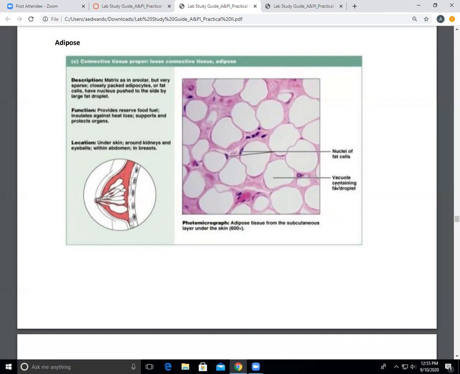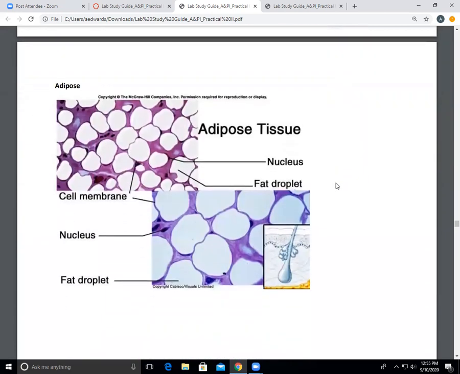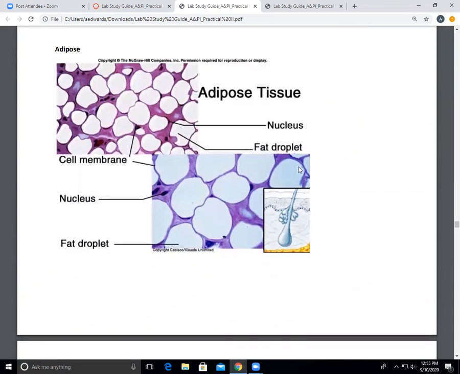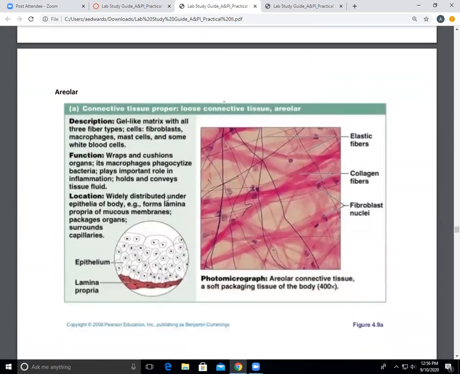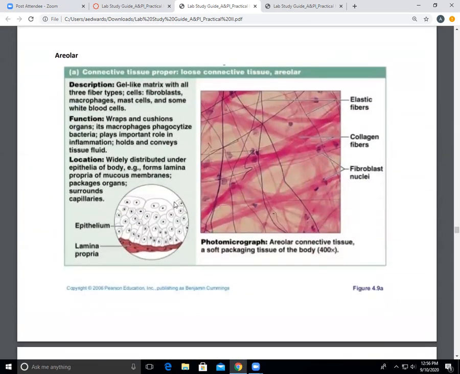And what are they for? Well, they store fat. But if you see the big circles, adipose tissue. Okay. Black lines, reticular fibers, big circles, adipose tissue. Here's some more views of adipose tissue. So the lining of the circles, that's your cell membrane. Fat droplets in the middle, nucleus on the sides. Another type of loose connective tissue is areolar tissue.